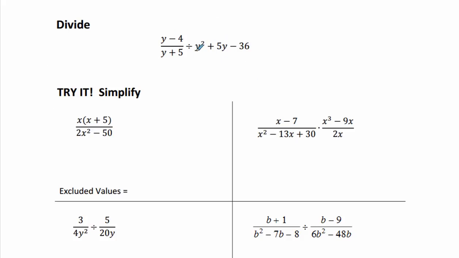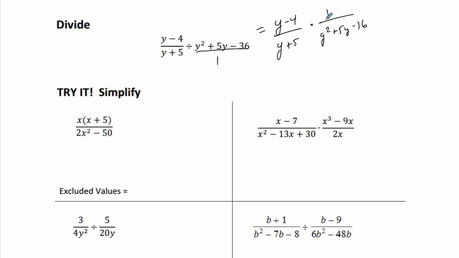Remember, since this is a fraction, this is technically over 1. Anything is always over 1 if we want to turn it into a fraction. So this is really y minus 4 over y plus 5 times 1 over y squared plus 5y minus 36. That's really what it is.